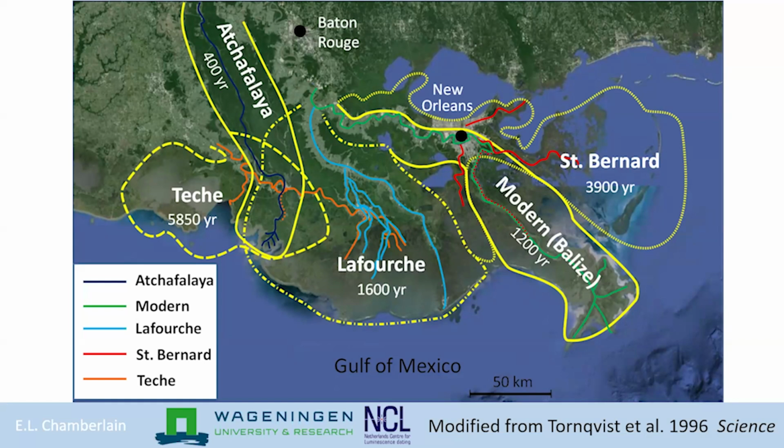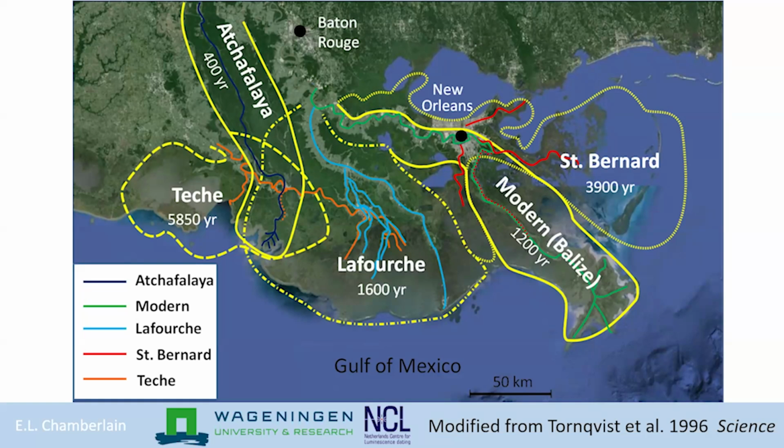The river has moved with time in this delta and many others as well. Here we see a map of that. For the past 1,000 years or so, it's taken the present day course that we can see today. Prior to that, the river came down this blue course, the Lafourche subdelta, and it built a large area of land, over 6,000 square kilometers.